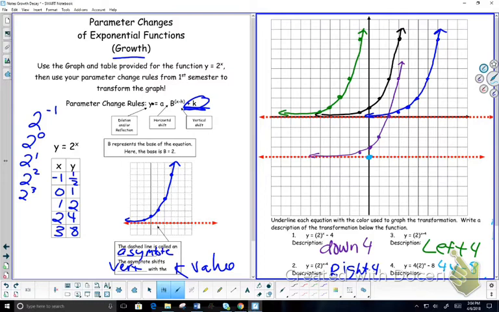Let's try another point. Y'all ready? What's the y value for this point right here? 2. Okay, so 2 times 4 is 8. And then I have to go down 8. That's 0. So 0.